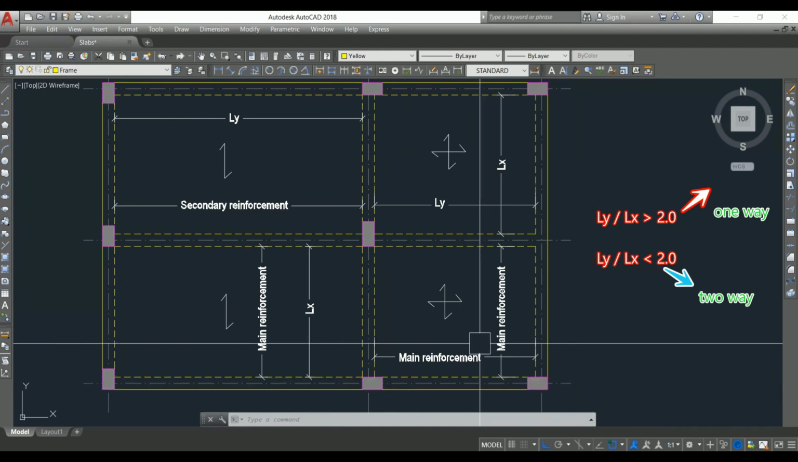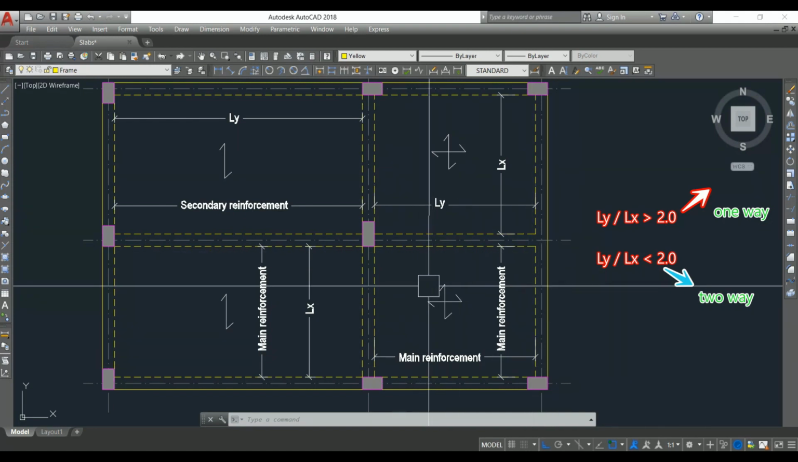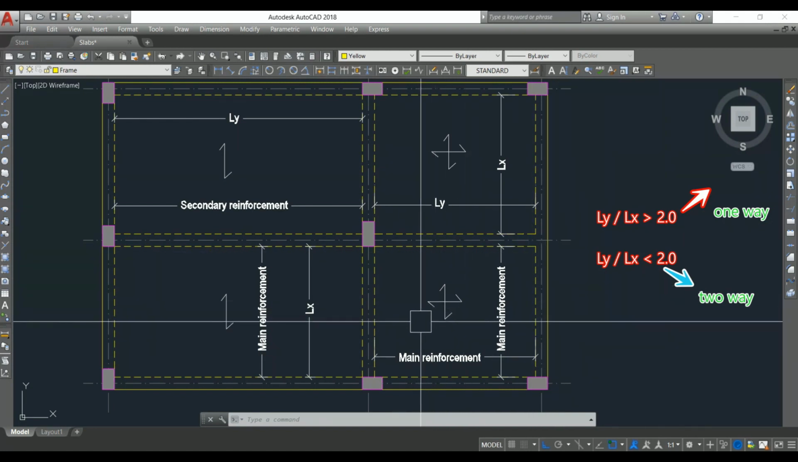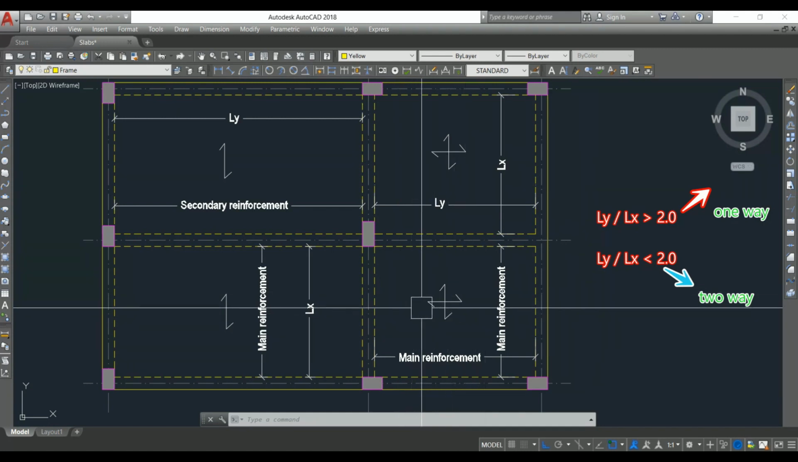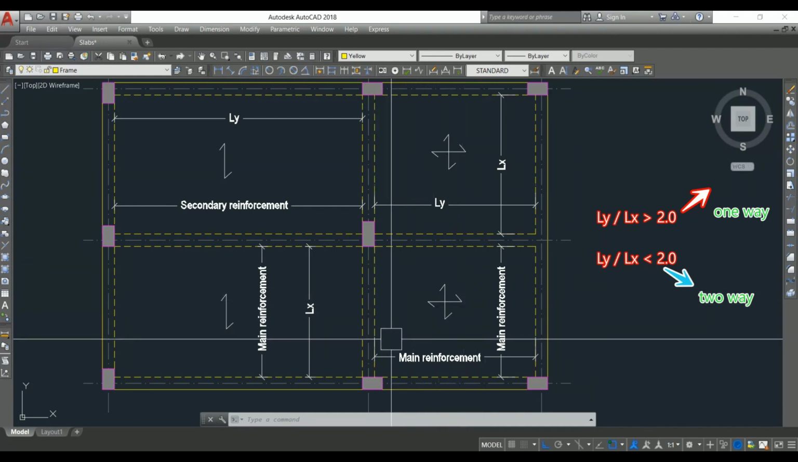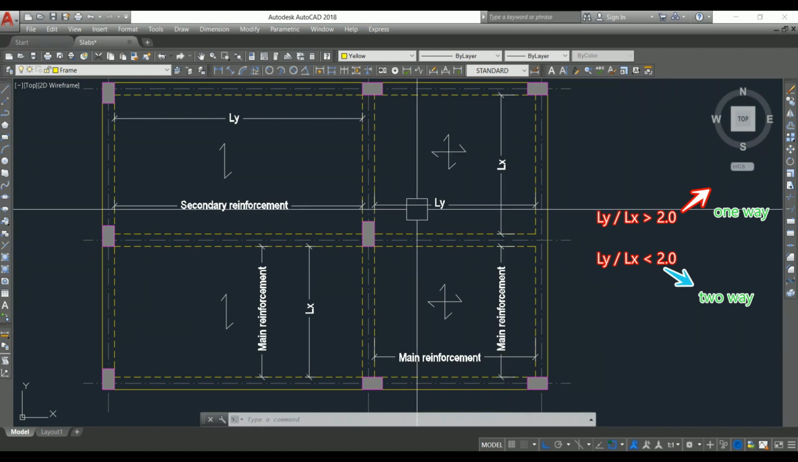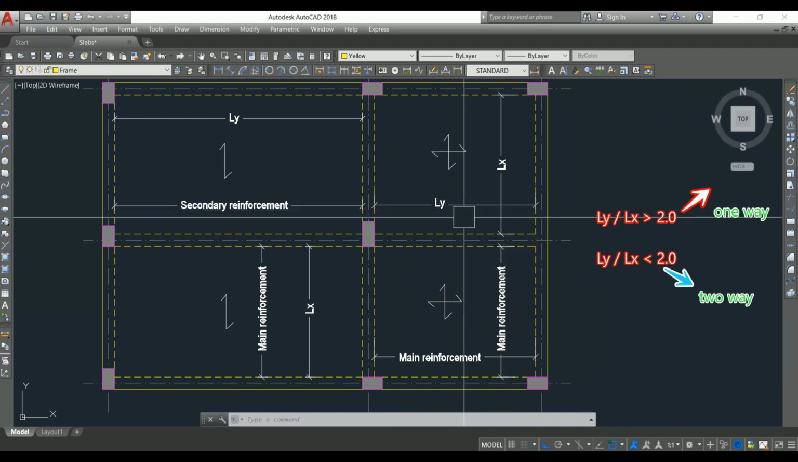Similarly, coming to two-way slab, this is the two-way slab. This is the notation for two-way slab. That means the slab will bend in all directions. The load will get transferred into all the four directions. This is the LX shorter span. This is LY. Here LY by LX is less than 2. That is why it is a two-way slab.